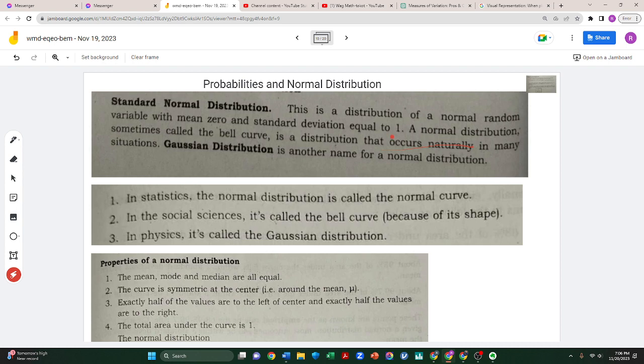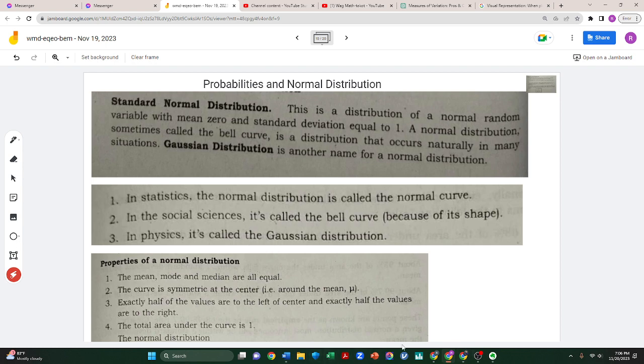Like your grades in math, your test scores. Sometimes, or rarely, the graph of your scores, grades or test papers, some of the group's graphs take this form. Okay? And Gaussian distribution is another name for a normal distribution.